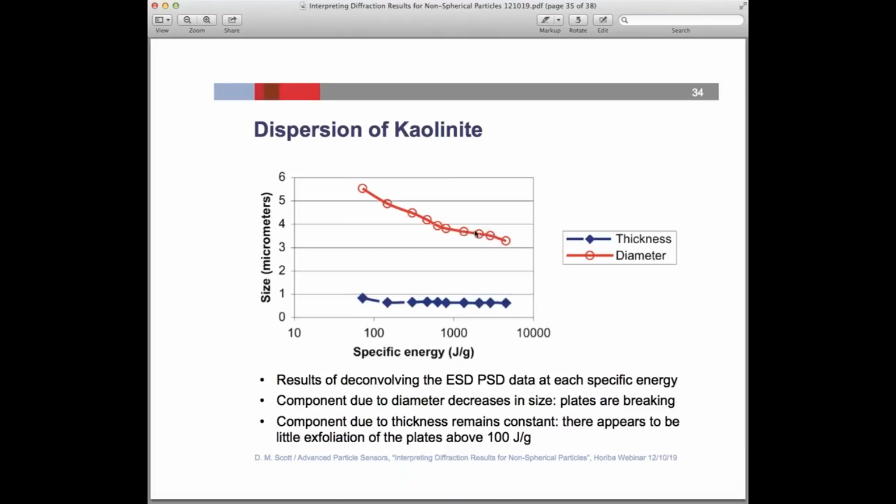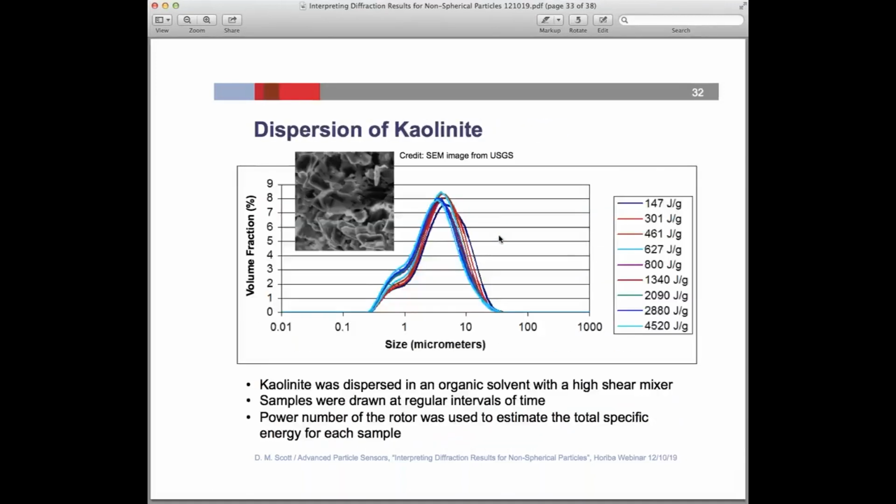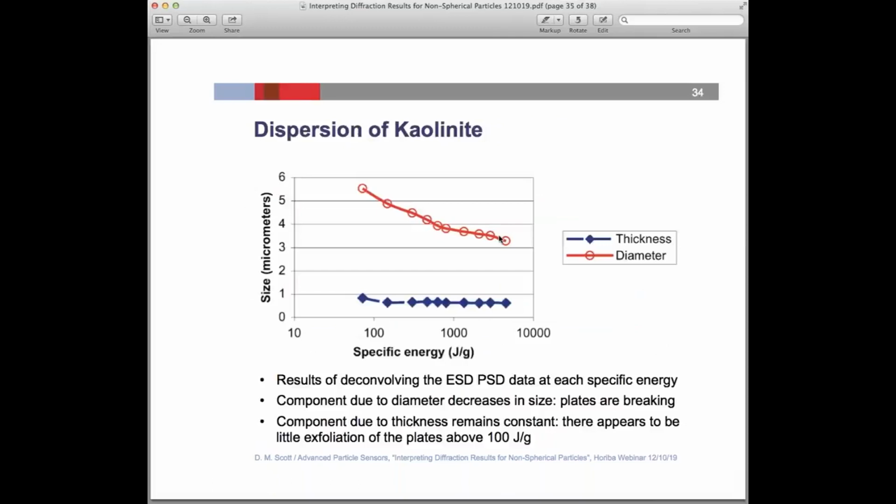And in fact, you might not want to break them up beyond a certain limit. So that's where trying to get this kind of information from the original PSD, I think you can see there's a big difference. This looks like a mess, and you're not really sure what to say to your customer. Whereas this is a fairly straightforward story. You can say, under these conditions, at this specific energy, we can get the platelets broken down to, let's say, 3 microns, and you know exactly what it means.